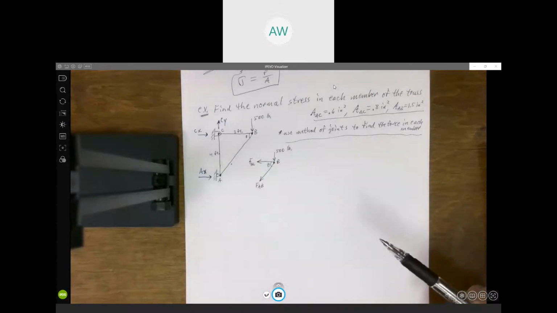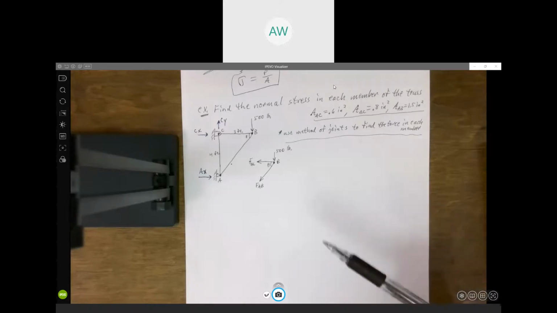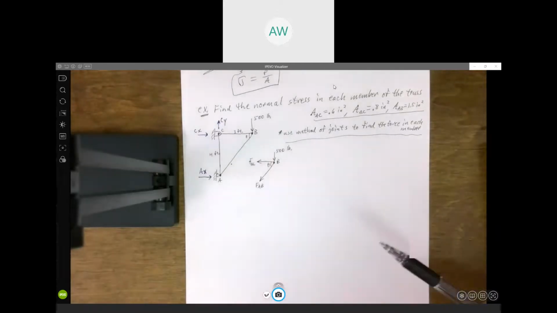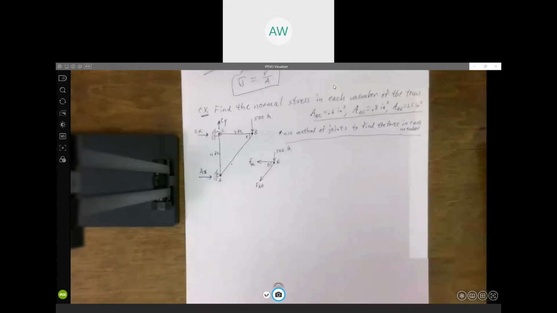Let me answer a question. Dylan asked, does it matter which direction the support reactions are going? No, that's strictly just an assumption. If you wanted to actually calculate those, whether your answer comes out positive or negative will tell you if you assumed the correct direction or not. But you can assume whichever direction you want to.